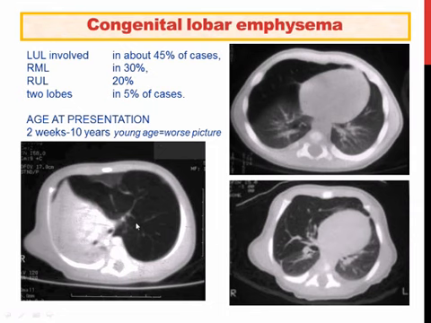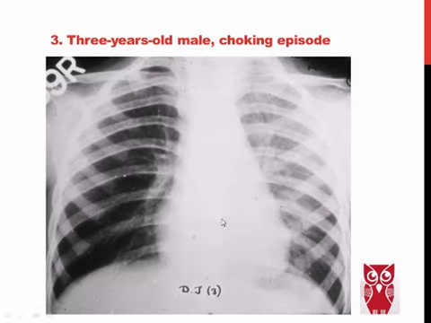trapping with splayed vessels, no cystic structures or bullae, right middle lobe involvement, right upper lobe involvement, and the clinical presentation may be very severe with severe respiratory distress requiring selective intubation of the contralateral side so that you can preserve some gas exchange, or surgical removal of the affected lobe.